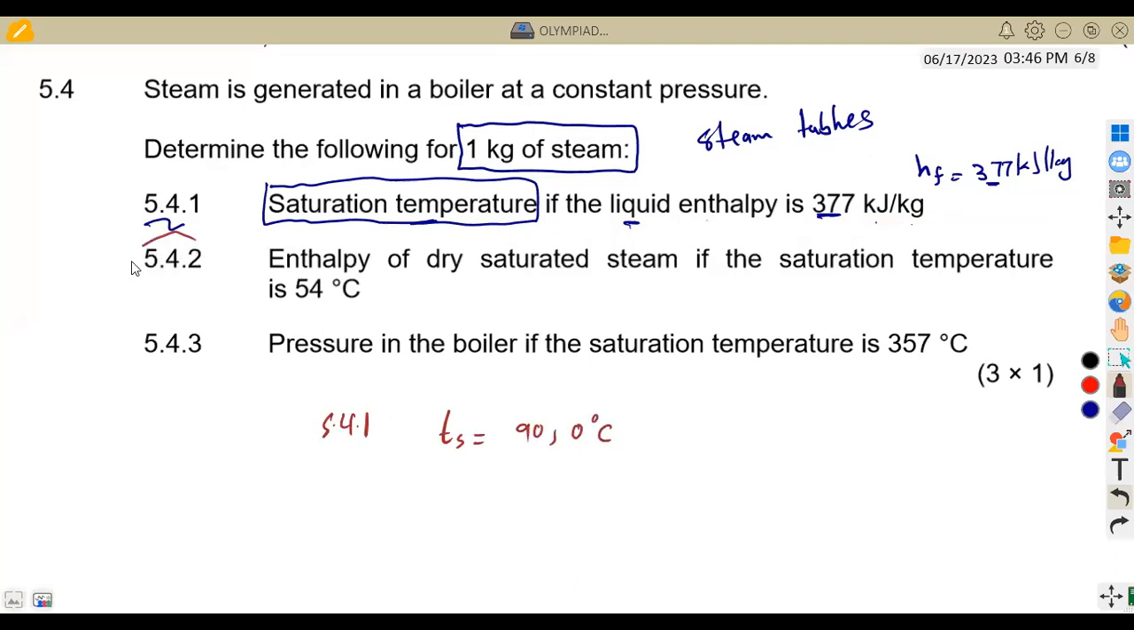It is the same thing on 5.42. We need the enthalpy of dry saturated steam, which means we are referring to Hg. If the saturation temperature is 54 degrees Celsius, meaning we are given temperature this time, what is the corresponding value for Hg? That is the question. Let us check from our steam tables.